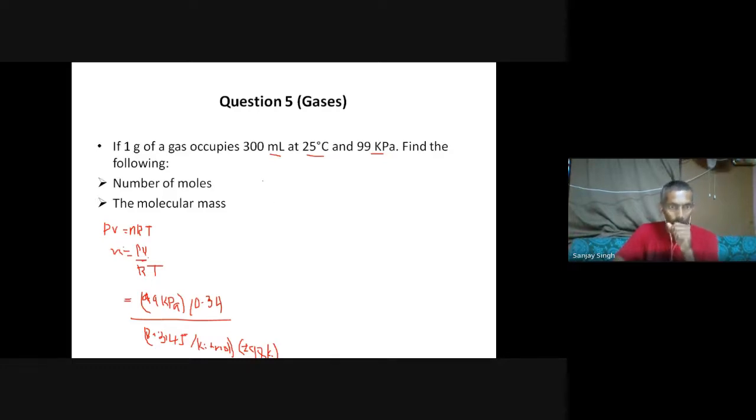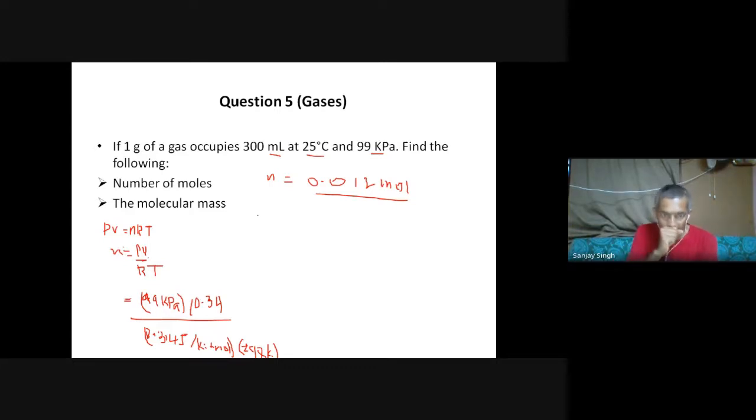Okay, and then we solve from here. So it's very simple. Has anyone calculated the value for the number of moles? Can you use your calculator? 0.012 moles. Very good. You must have used the conversion factor as well, whereby 1 kilopascal times liter is equal to 1 joule, isn't it? Okay, so I found the number of moles, now you can find the molecular mass.